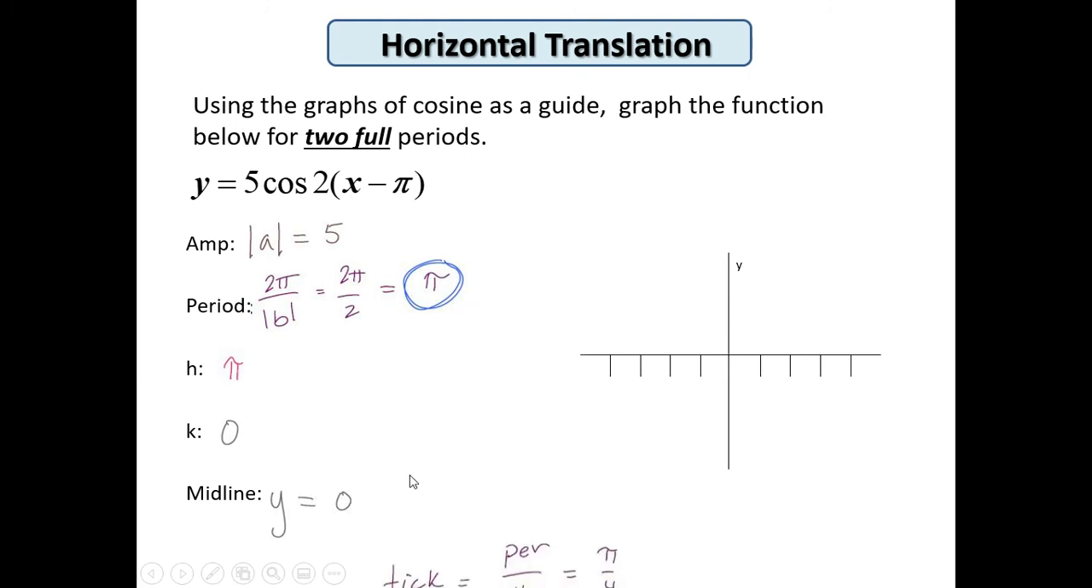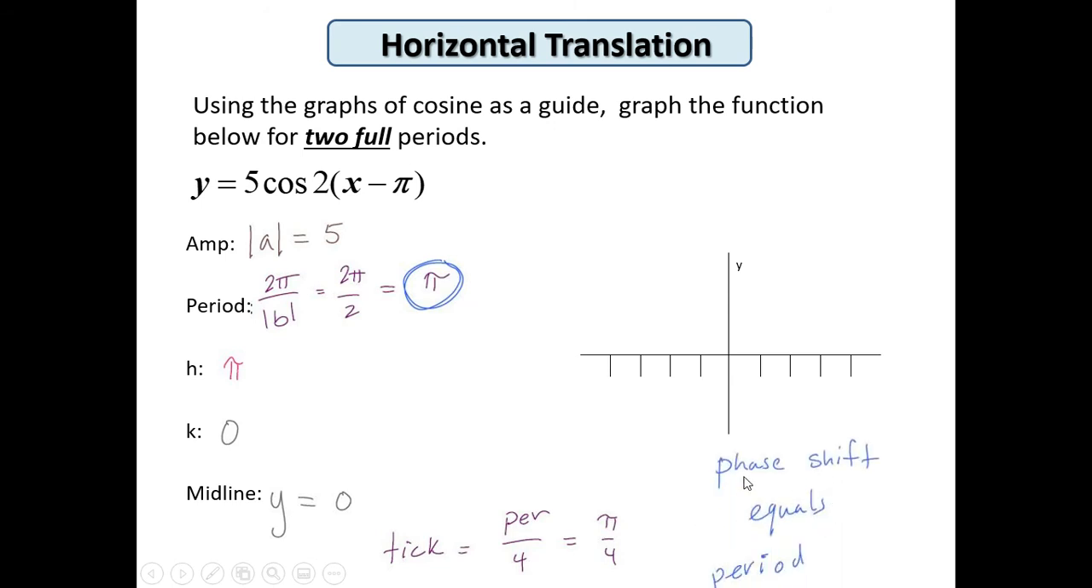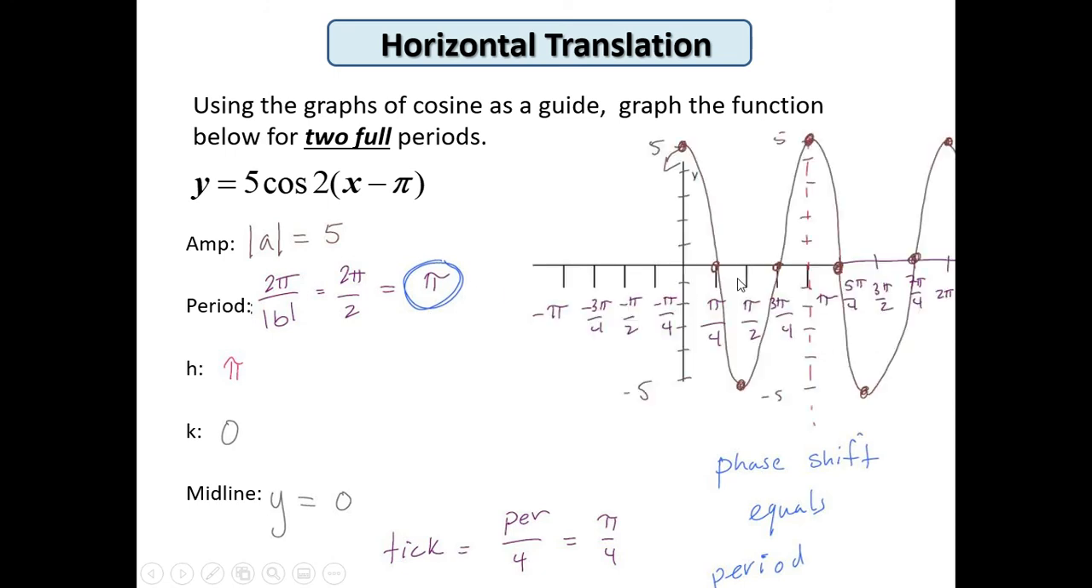So at the axis there. My tick mark, again, is period divided by 4, so pi over 4. So my phase shift is going to equal the period here, so pi. So what do we have? We have pi over 4, pi over 2, 3 pi over 4, pi. Okay, that's going to be 1 full period.